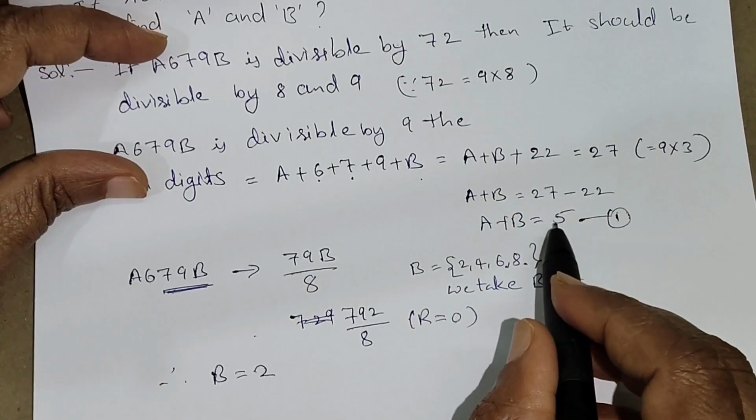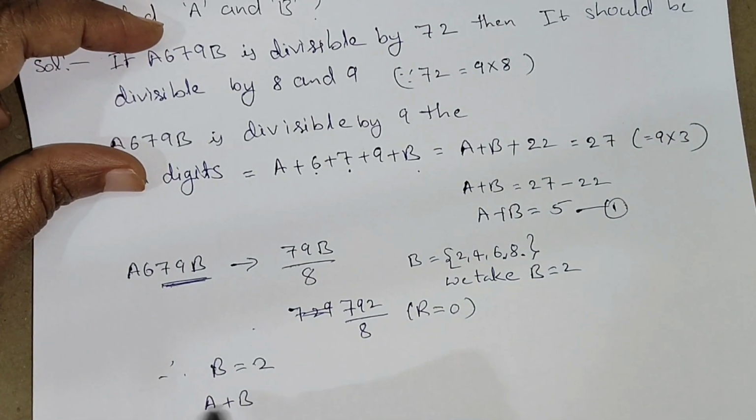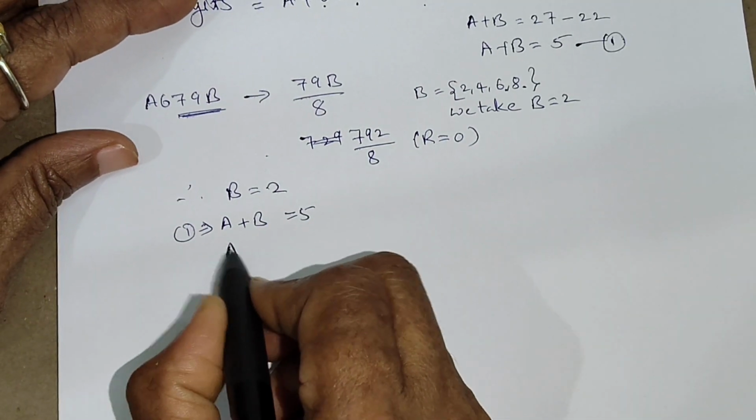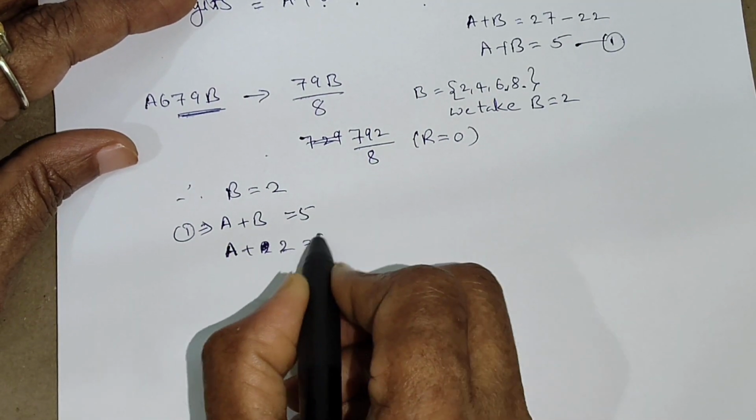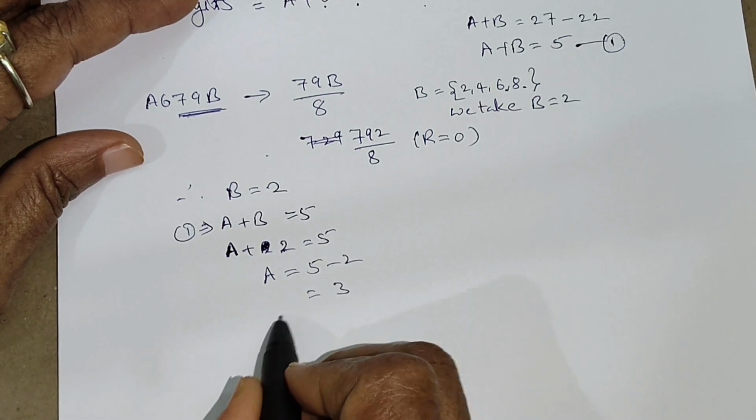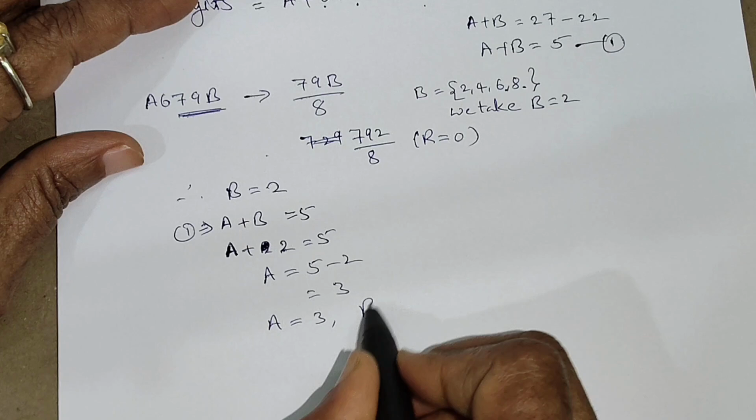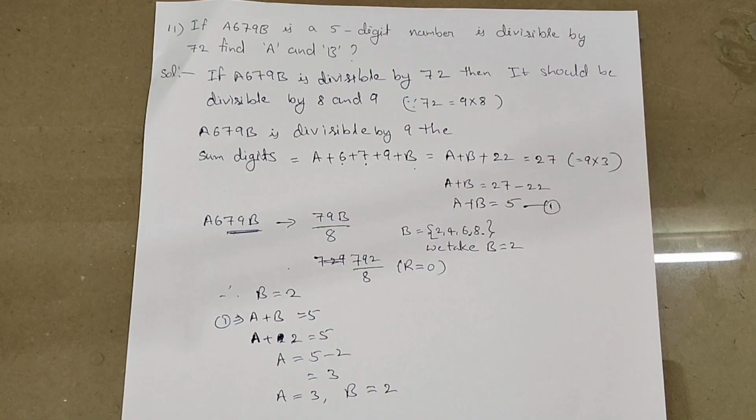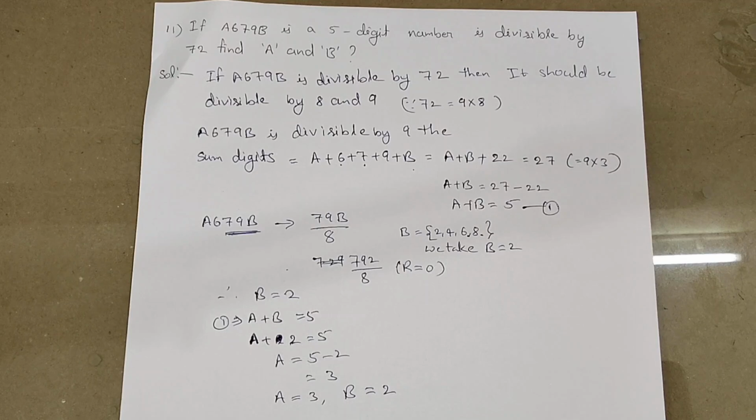With B equal to 2, from equation 1, A plus B equals 5 means A plus 2 equals 5, so A equals 5 minus 2, which is 3. A equals 3 and B equals 2 are the values of A and B. This is the complete 11th solution.